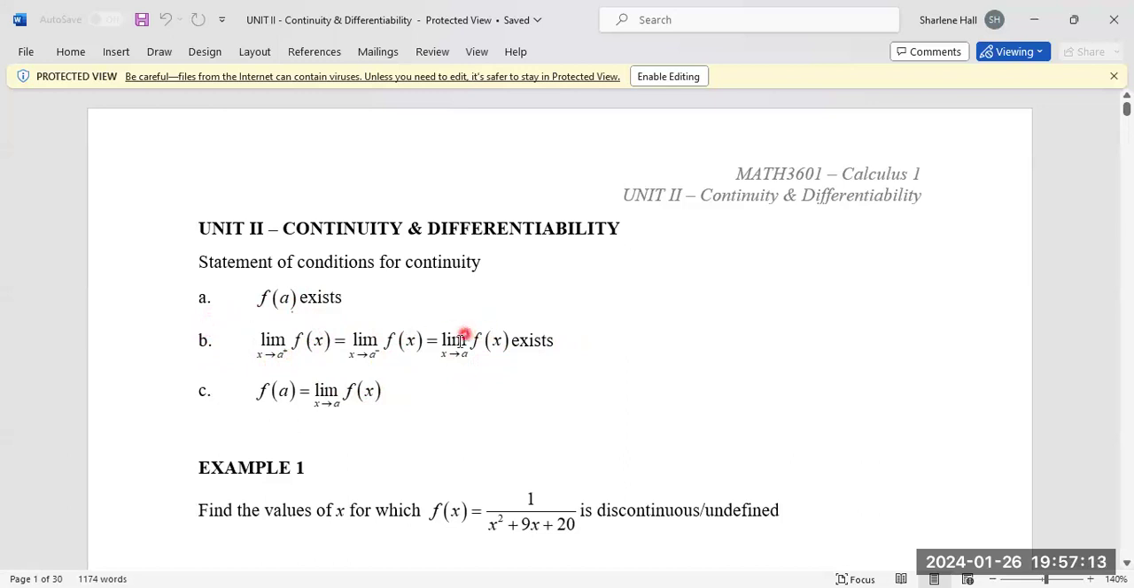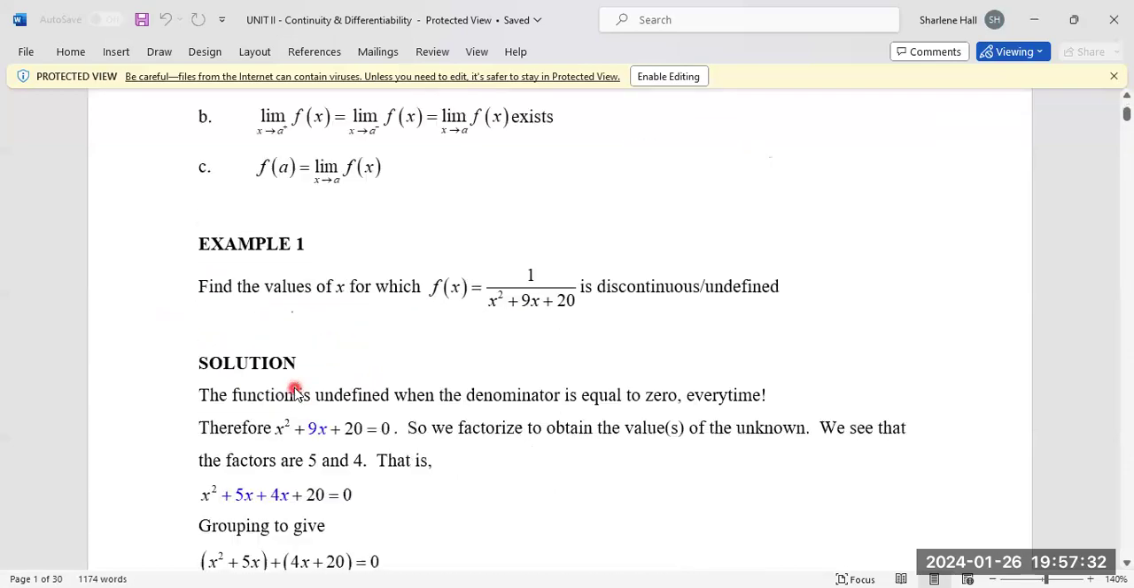See it here, so f of x, the limit as x tends to a of f of x exists. And then the third condition now is that f of a must be equal to the limit as x tends to a of f of x. So once these three conditions are met, then I can have continuity taking place.